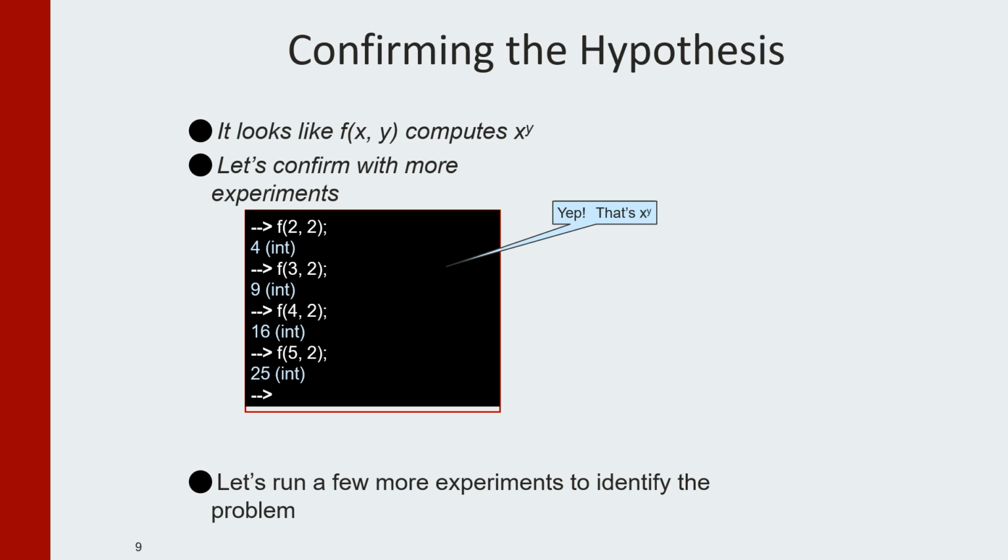All right, that looks good. I varied the x. I did f of 3, 2, and that gave me 9, f of 4, 2, and that gave me 16, and f of 5, 2, and that gave me 25. So that seems fine, but let's run a few more experiments.